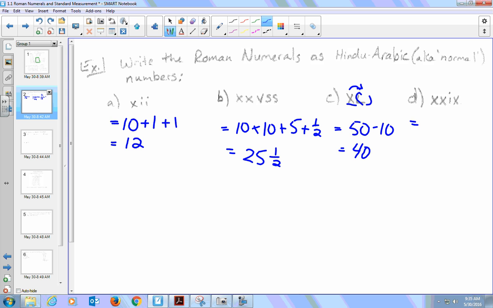And over here, again, right away we can see that we have an I coming before an X, so we know we're going to have to take that I away from that X. But these 2 X's up front, they're okay. We just add them. Each X is 10, so 10 plus 10. And then we're going to have to add this last piece where we take the I away from X, so we're taking 1 away from 10. So 10 plus 10 is 20, and then 10 minus 1 is 9, so that gives us 29.